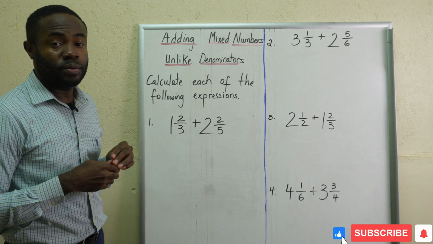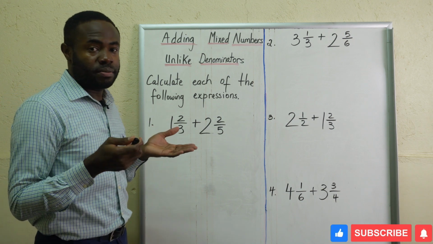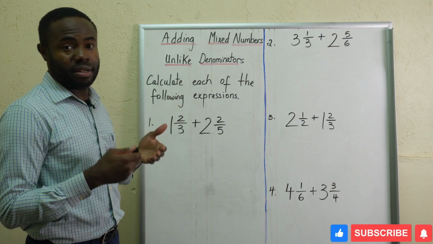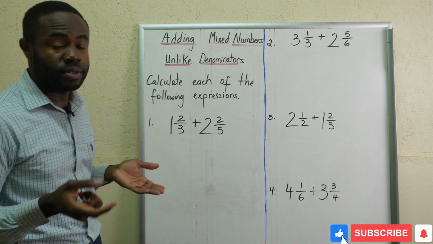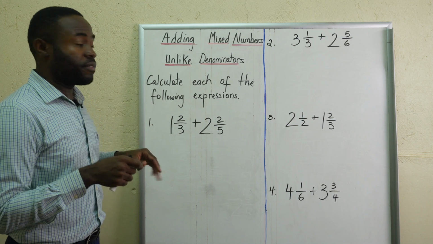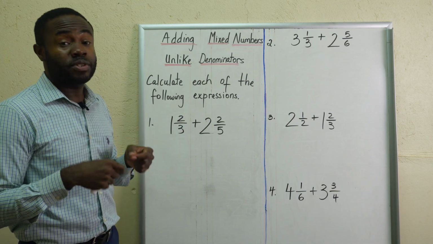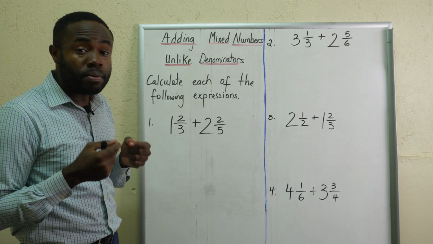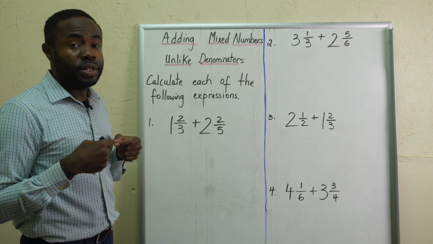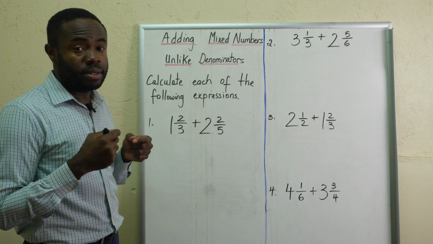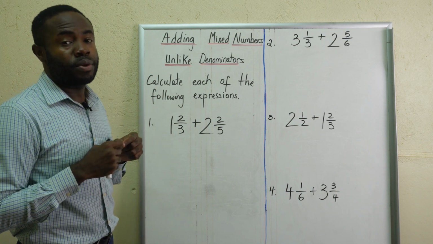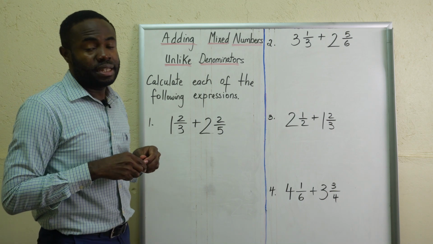In this lesson, we'll be adding mixed numbers with different denominators, or unlike denominators. Let's jump right into it. Just for a refresher, whenever you're given questions such as these, I'm strongly recommending that you convert the mixed numbers to improper fractions. In doing so, we need to multiply the denominators by the whole numbers. Then the product we get, we add it to the numerator and then put back the denominator as is.